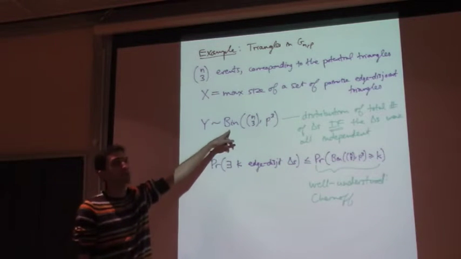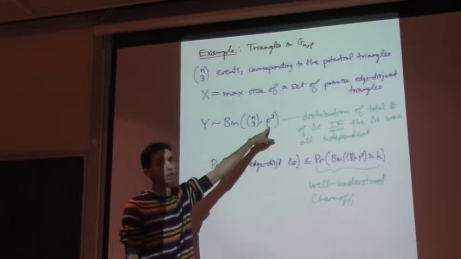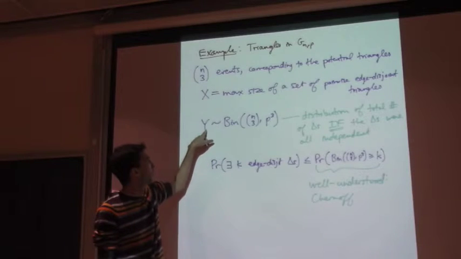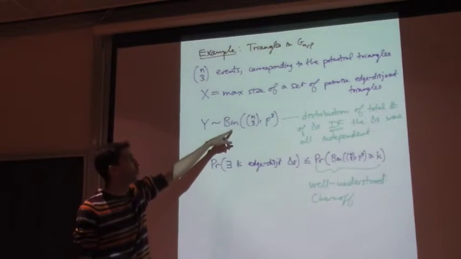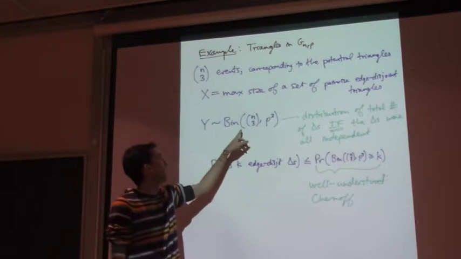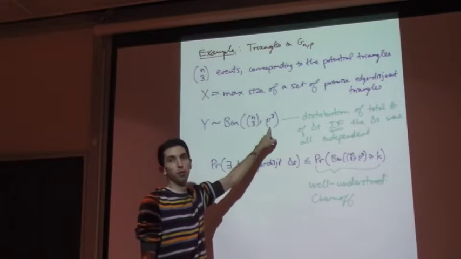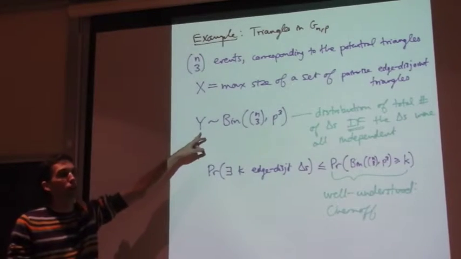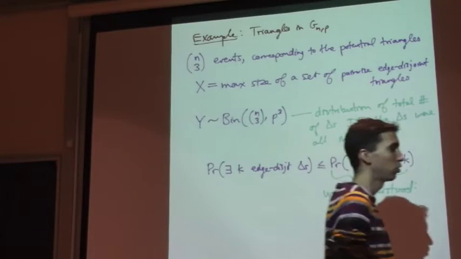Okay, Y is a binomial with parameters n choose 3 and p cubed. Before, Y was a sum of Bernoullis. Now all the Bernoullis have the same probability, which makes it a binomial. So there are n choose 3 events, each one occurring with probability p cubed. So this is what the distribution on the number of triangles would be if the triangles were all independent, which they almost are, but they're not.